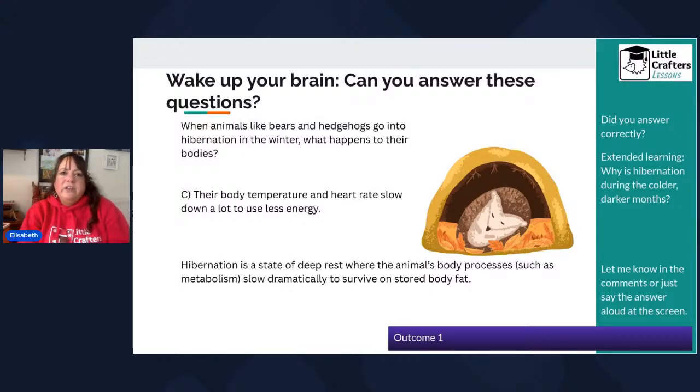Why don't they hibernate during spring and summer and stay awake during winter? You know the answer to that. But think for a second, think like a scientist.